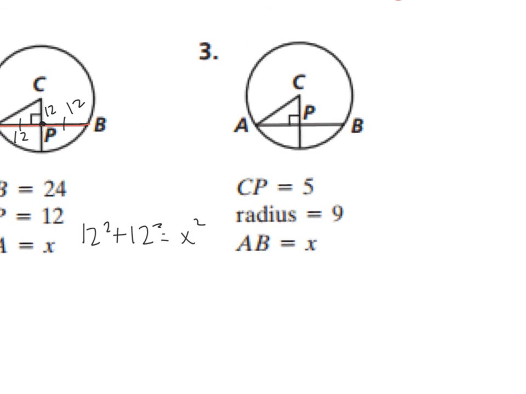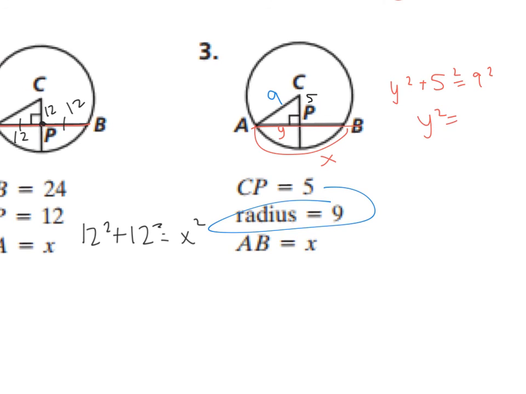And then now we're going to do CP is 5. The radius is 9, so the segment that's the radius is right here. That's 9. And AB all the way across is x, this distance. So what I would do is I would find y first. So you're going to do y squared plus 5 squared equals 9 squared. Y squared equals 81 minus 25. And then once you get what y is, you double it to figure out what x is, and make sure you rationalize or simplify the square root.